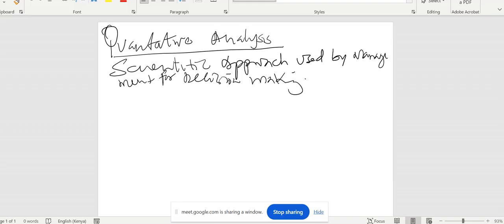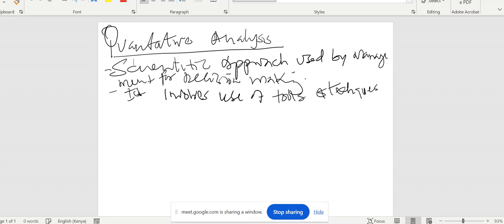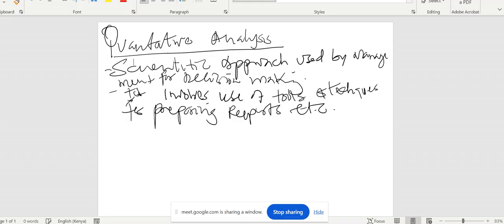So this is now the definition of quantitative analysis. Then you can indicate here, it involves use of tools and techniques. It involves use of tools and what? Techniques for preparing reports, etc. Okay?